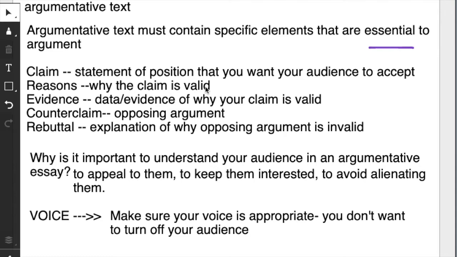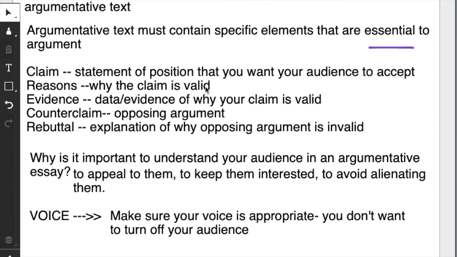So why is it important to understand your audience in an argumentative essay? Well, to appeal to them, to keep them interested, and to avoid alienating them. It's important to understand who we're talking to because we want to understand their viewpoint. So this is another good reason why we have a counterclaim in an essay like this. It's important to understand where our audience stands on the spectrum. If we're writing a persuasive text, we are not writing to the people who already believe the same way we do. We're writing to the people whose minds we either want to change or who are kind of in the middle, on the fence, and don't know which way to go.